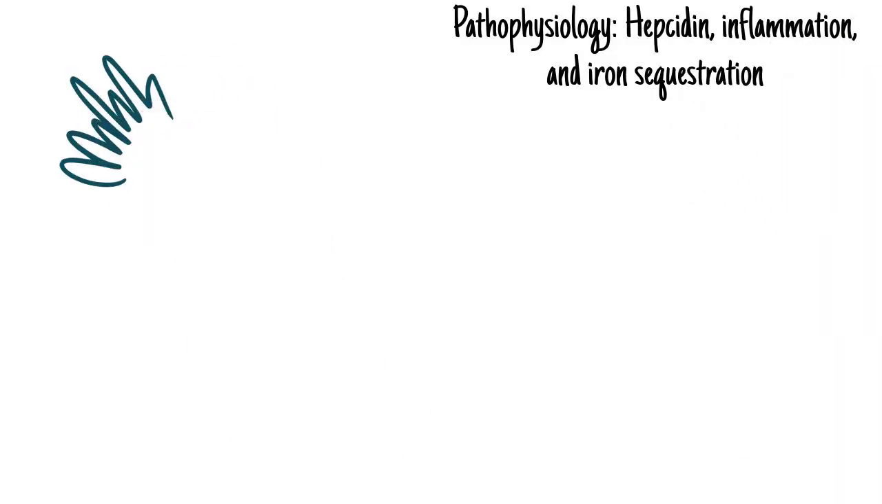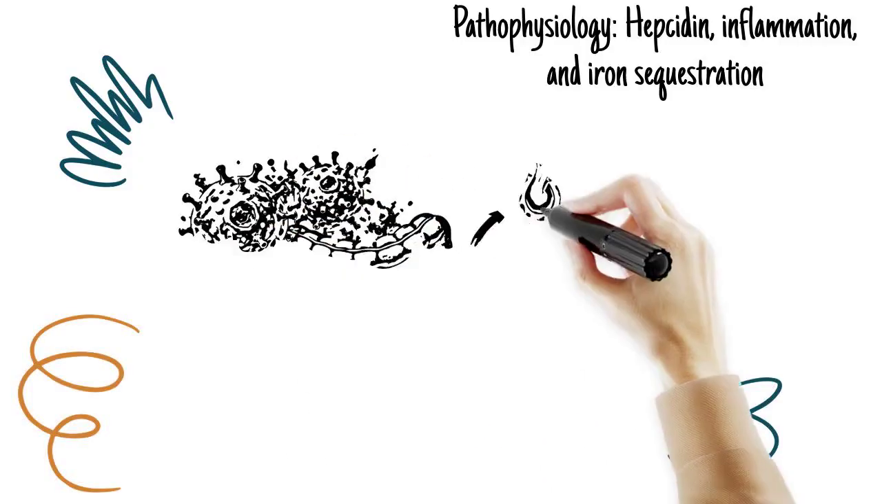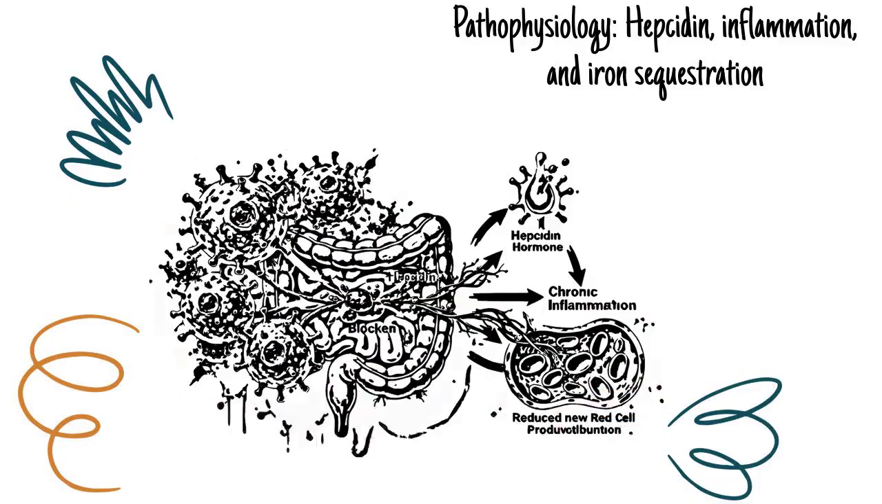Pathophysiology. It's mediated by increased hepcidin production from chronic inflammation, reducing iron absorption and promoting iron sequestration in macrophages, leading to functional iron deficiency and impaired erythropoiesis.